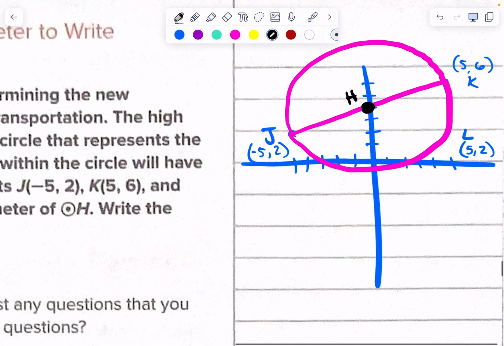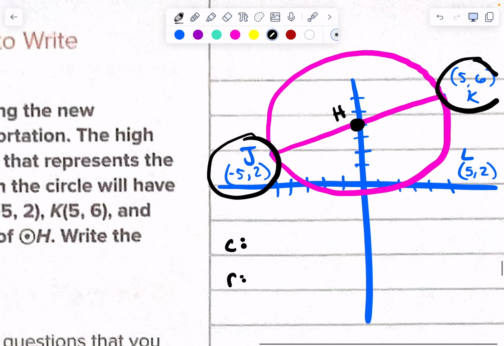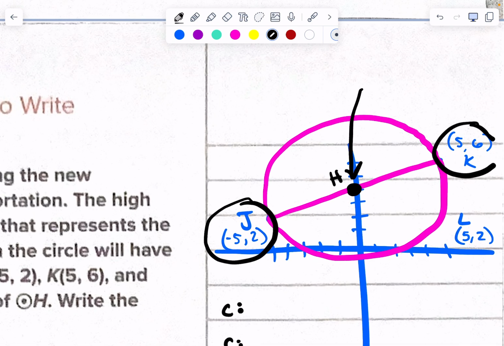The two things that we need to write an equation of a circle are the center and the radius, and we don't know either one of them here. H we know is the center. But H is exactly in between J and K. What's that called? H is the midpoint. Do you know how to find the midpoint? Finding the midpoint is like finding the average.